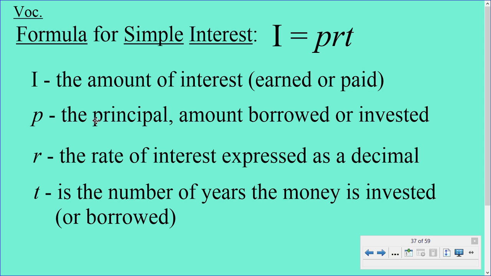P stands for the principal. That's the amount borrowed or invested. R stands for the rate of interest. We usually express it as a decimal, but if we have a calculator, we can use it as a percent. And T stands for the number of years, and the important thing is years, because it's annual, the money is invested or borrowed.